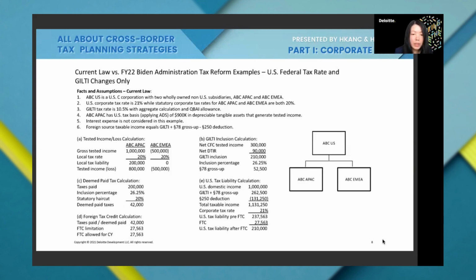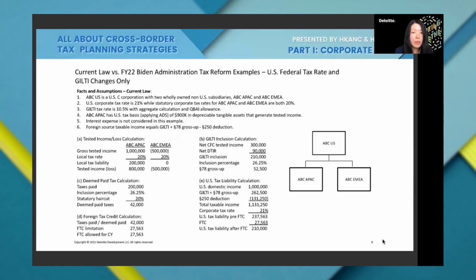In the current law, it's only $210,000, and this is really the 21% times U.S. domestic income of $1 million. Now, the GILTI income, you know we said GILTI would be taxed in the U.S., but because of how it works under the current tax law, the foreign tax credit, which is taxes paid in the local jurisdiction, is sufficient to offset the U.S. residual tax on GILTI. So we did not have to pay anything extra.